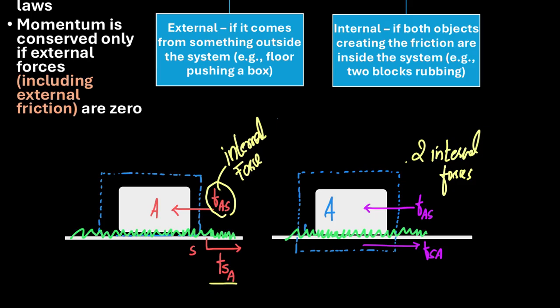So it is not simply that this is internal or external; which among these are internal and which are external? It is also important to understand which force is acting on which body: friction acting on A, friction acting on the surface, friction acting on A, friction acting on the surface. That terminology is important as well.